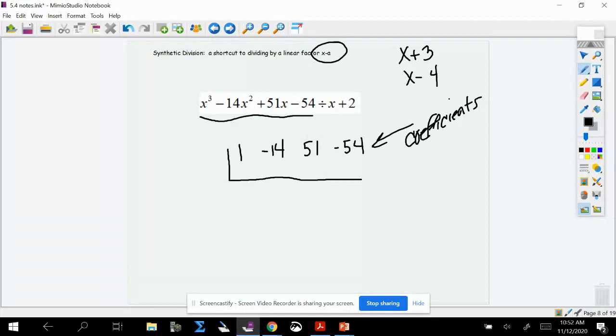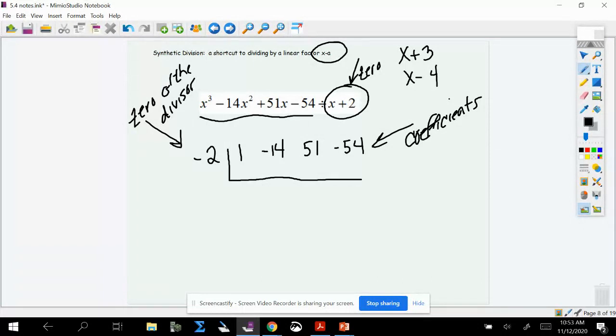Outside of it, over on this side, you are going to put the 0 of the divisor. What that means is you're going to see what makes it equal to 0. So what makes x plus 2 equal to 0 is negative 2. So that is going to be the 0 of the divisor. You probably want in your notes to jot down the overall setup so that if you set them up correctly, they will go very quickly once you do these.